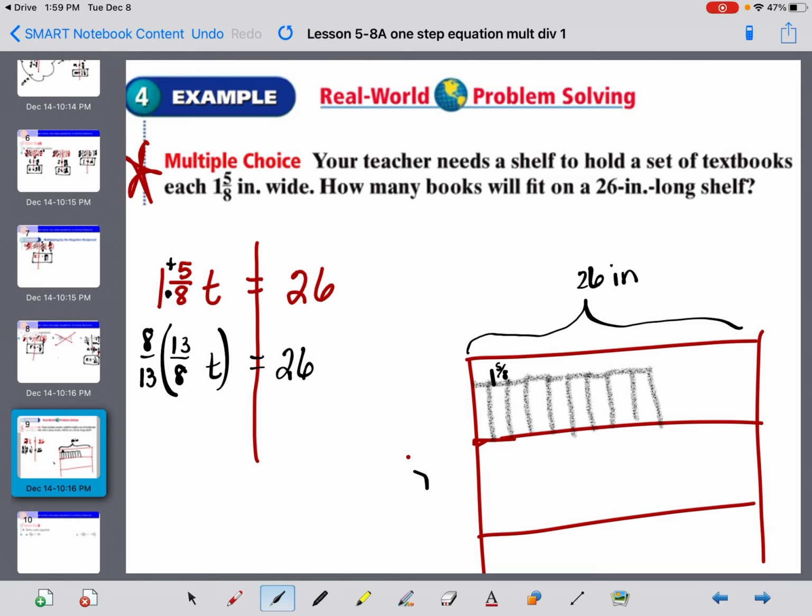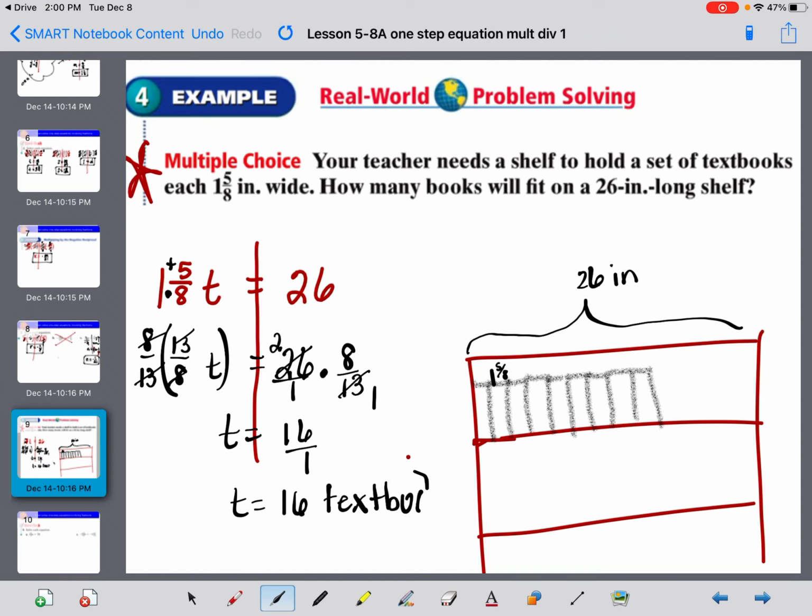Now, multiply both sides by the reciprocal. I'm going to change 26 to 26 over 1 because I'm multiplying by a fraction. 13 and 26 have a common factor of 13. 2 times 8 is 16. 1 times 1 is 1, but we don't call that 16 over 1. We just say 16 textbooks. That means that I should be able to fit 16 textbooks all the way across.